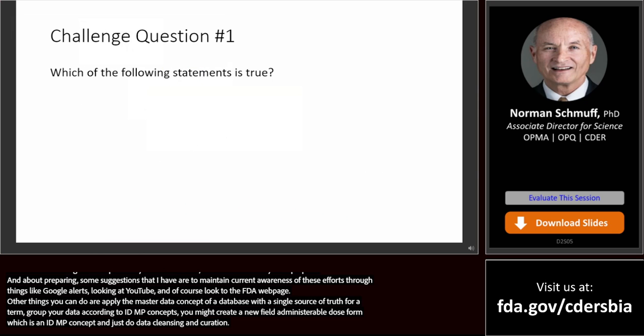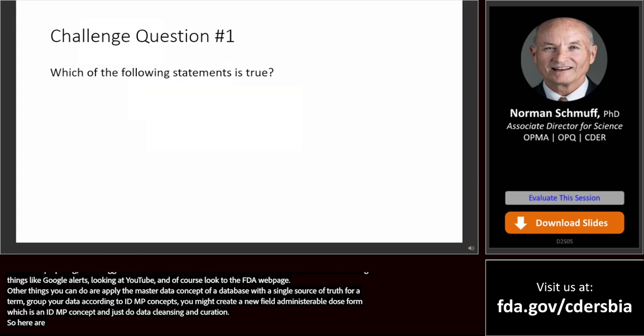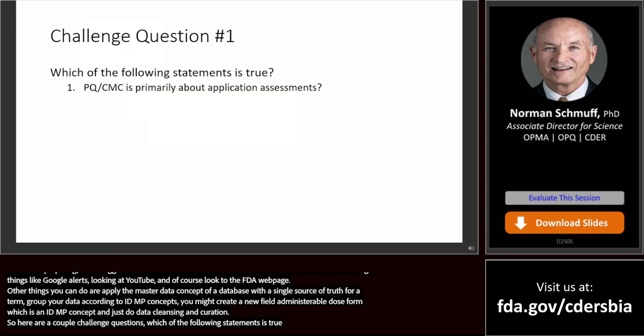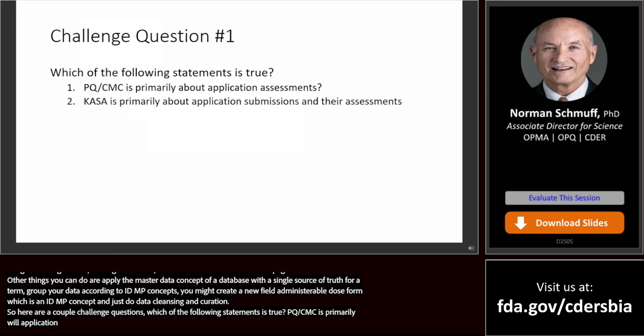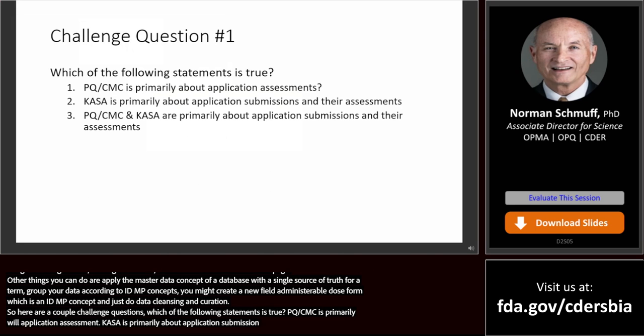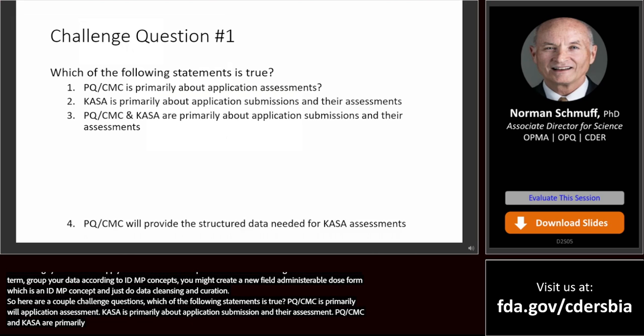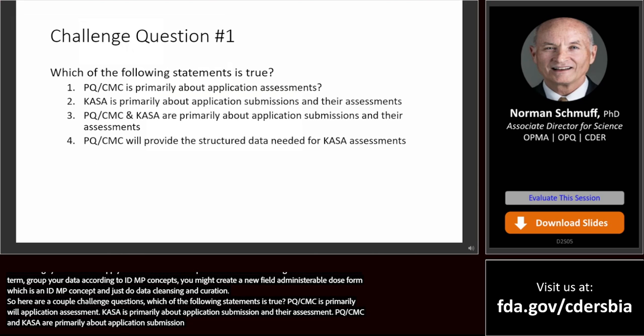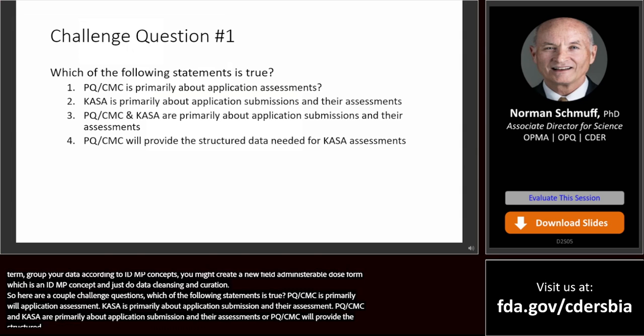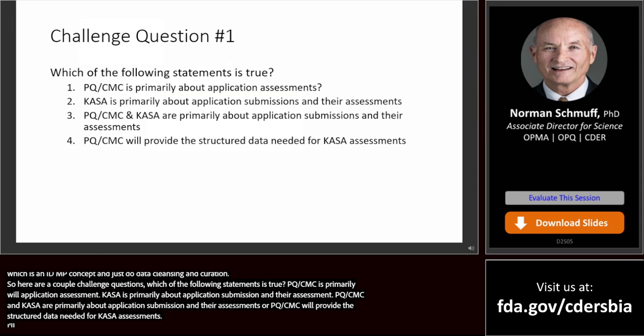So here are a couple challenge questions. Which of the following statements is true? PQCMC is primarily about application assessment. CASA is primarily about application submission and their assessment. PQCMC and CASA are primarily about application submission and their assessments. Or PQCMC will provide the structured data needed for CASA assessments. So I'll give you about 5 seconds to think about this.